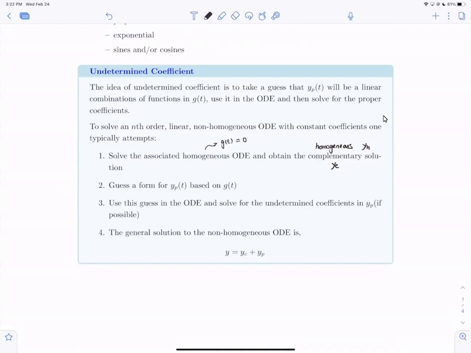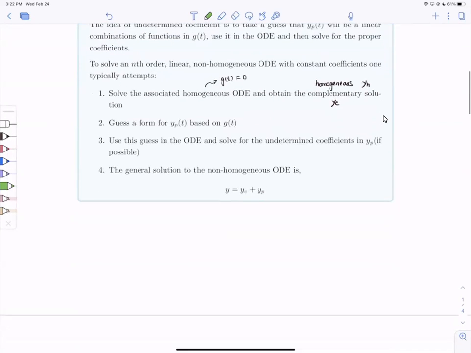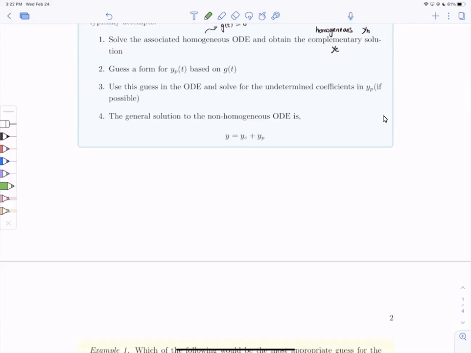All right, now let's talk about how we guess our particular solution. So let me draw something. It depends on your g of t. So let's see, forms of g of t, and based on this, we will have a guess for yp. I'll give you some examples, but using those examples, you should be able to figure out the rest yourself.